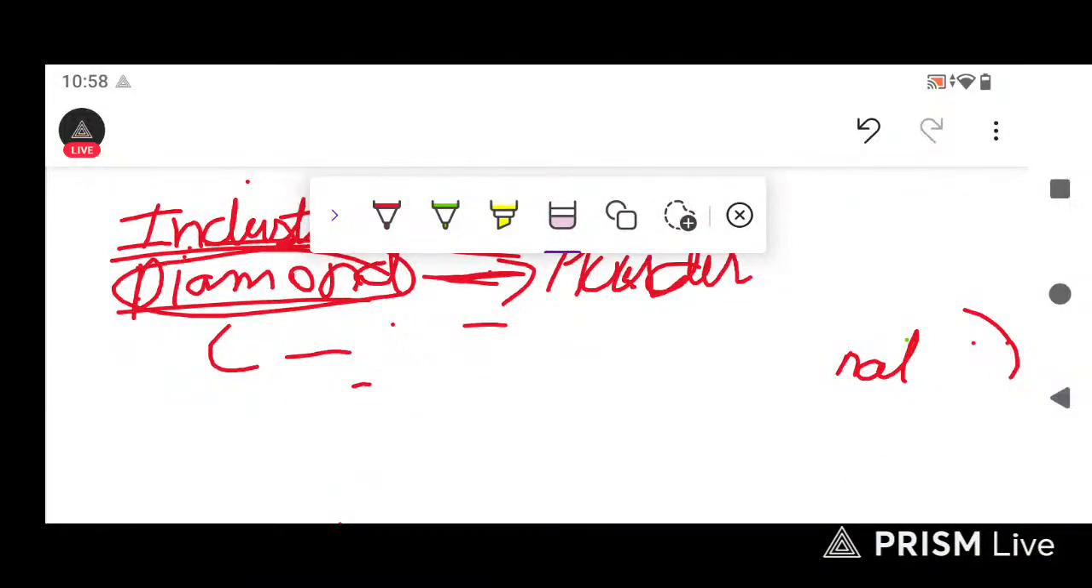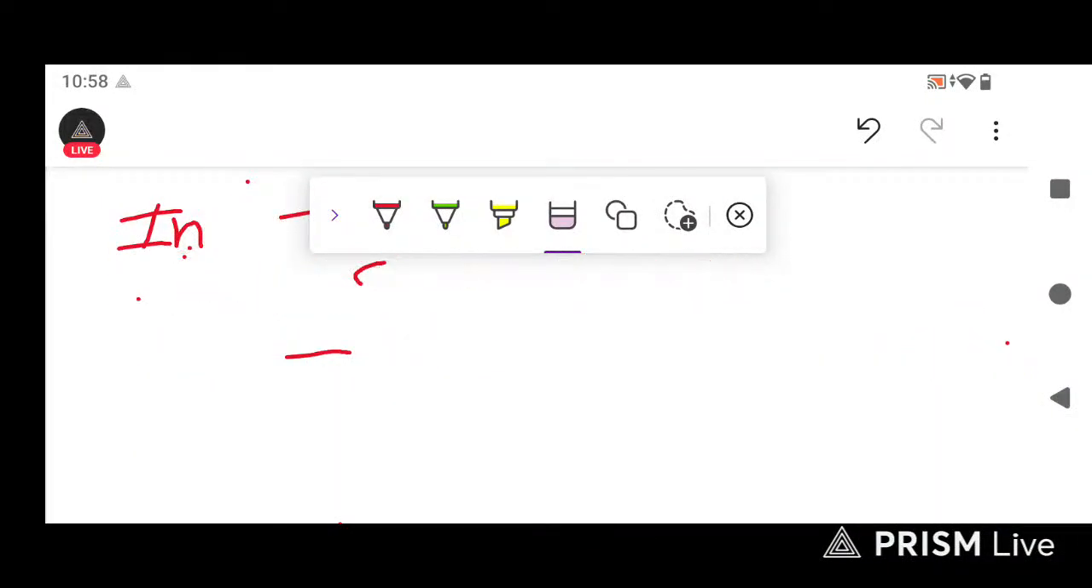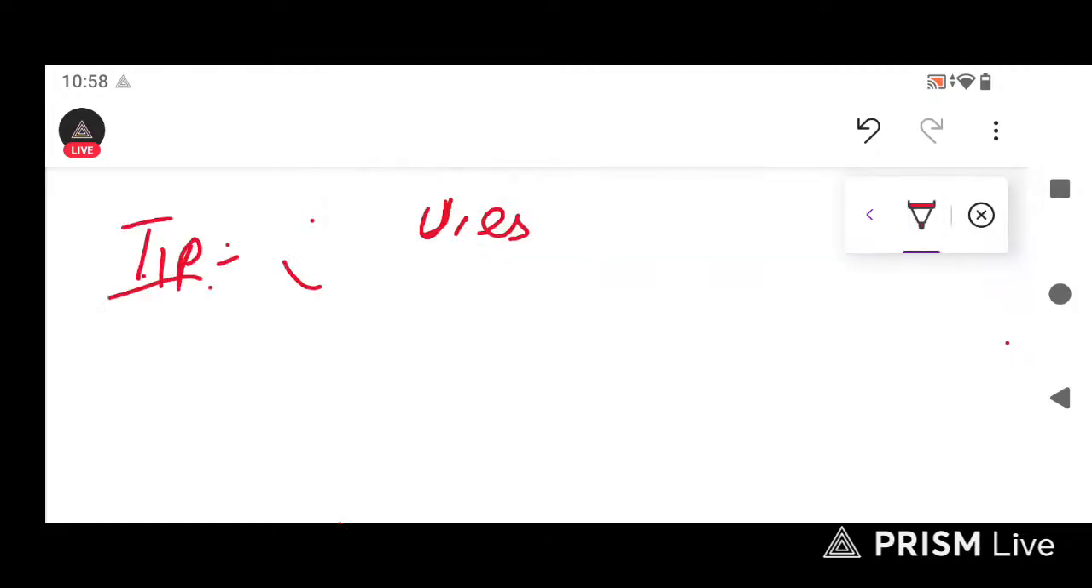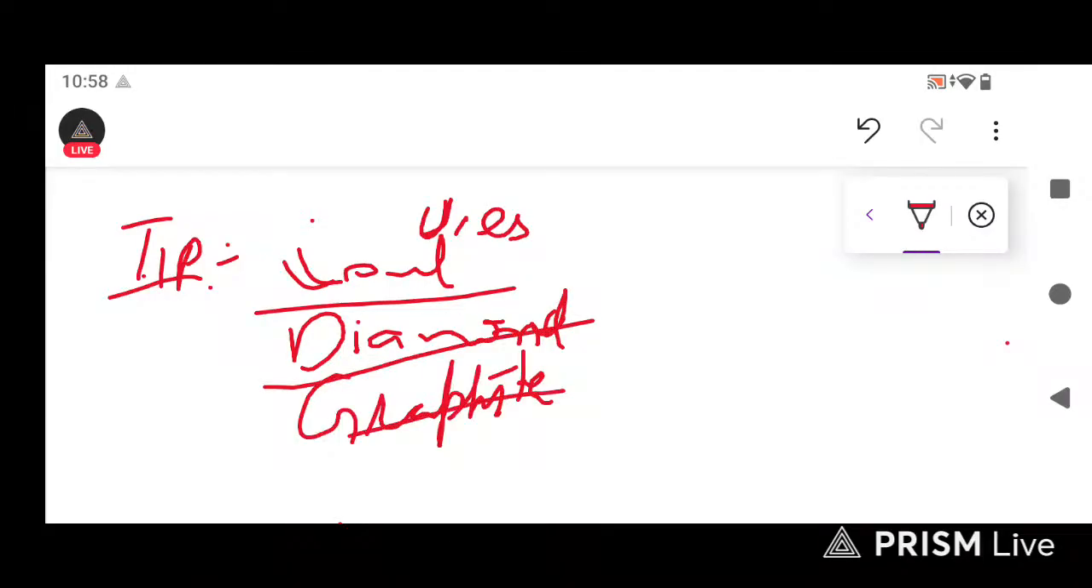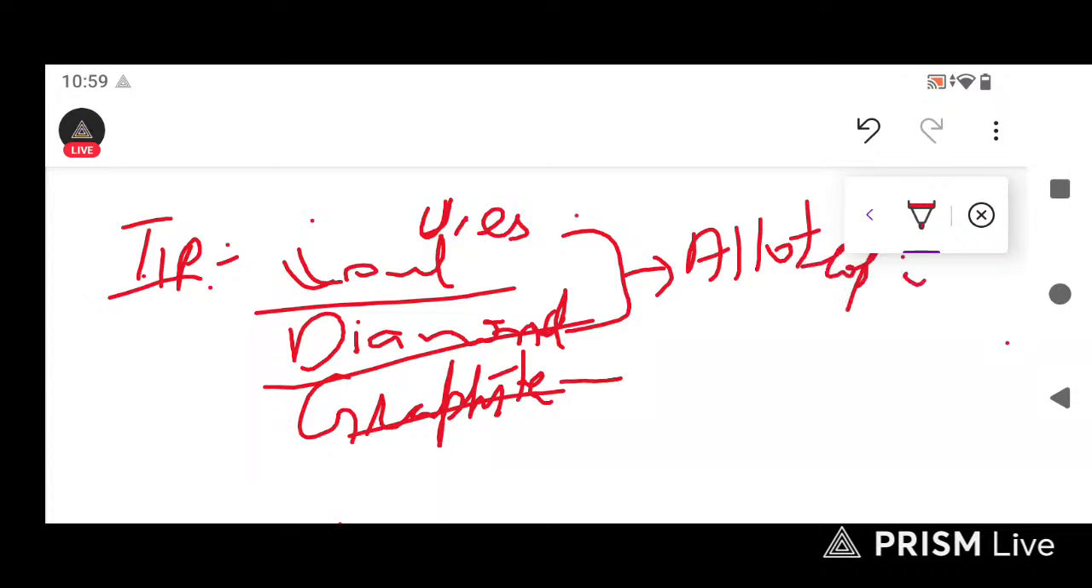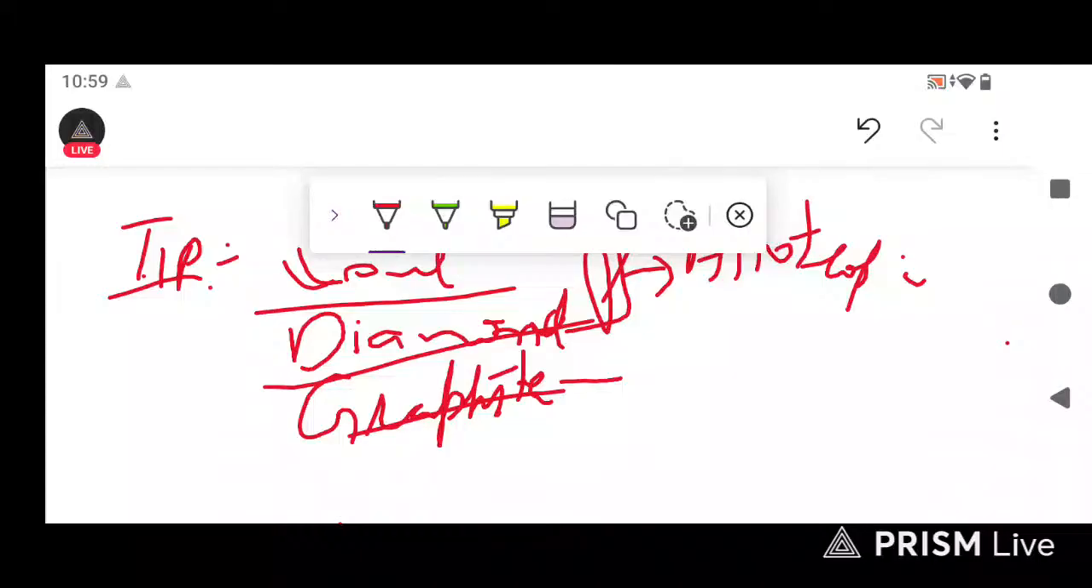We call it an important tip because it is very important, and you must know it since your exams are very near and you want to prepare for them. The important tip is that graphite is also an isomer of carbon. Diamond and graphite are both allotropic forms of carbon. Sorry, I wrote it wrong.